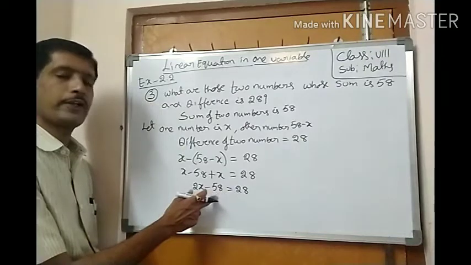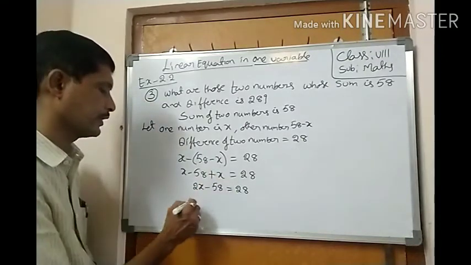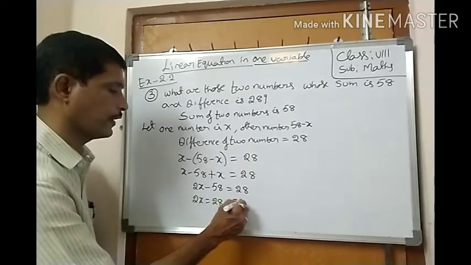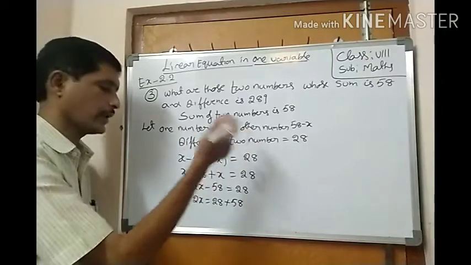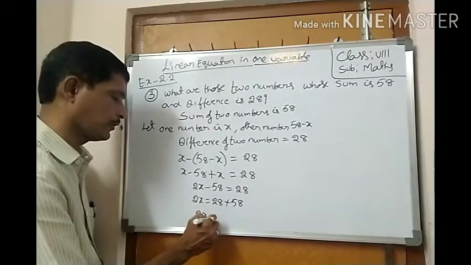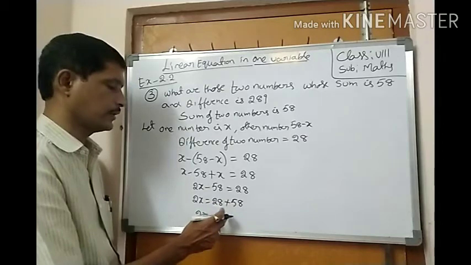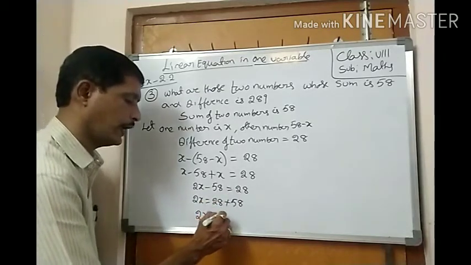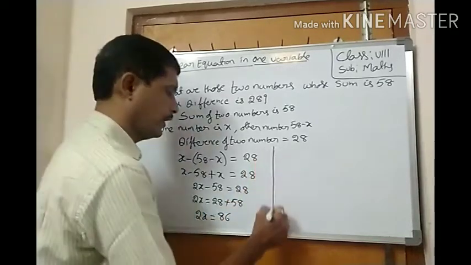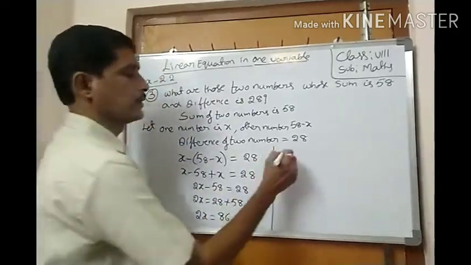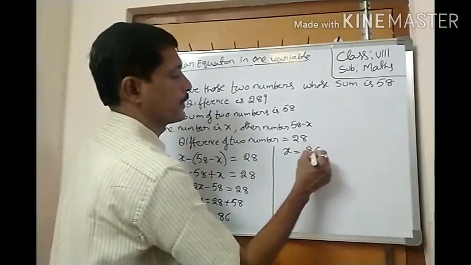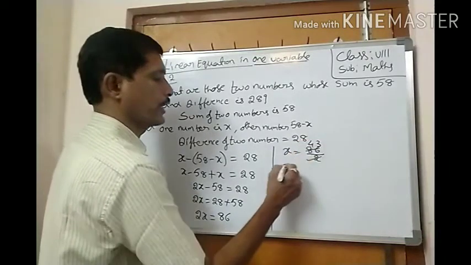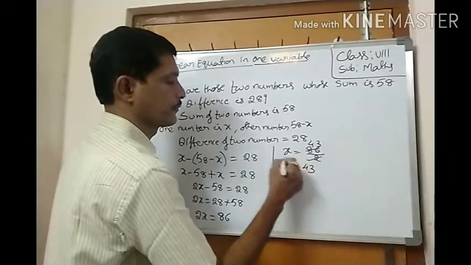Here 28 and 58 both are constants. Constants are changed to one side, that is 2x equal to 28 plus 58. This minus 58 is changed to that side. Here 2x equal to 28 plus 58, that is 86. Therefore x equal to 86 by 2. Here 2 43s are 86, therefore x equal to 43.